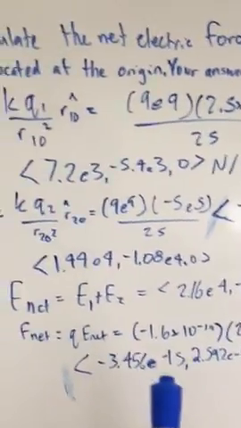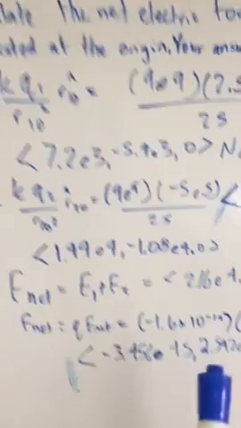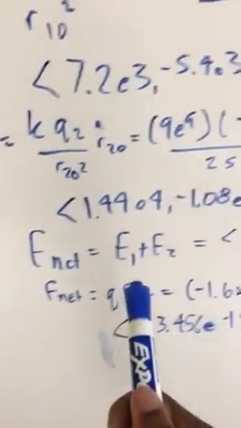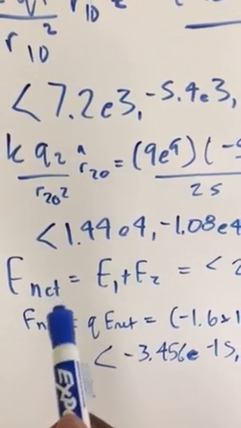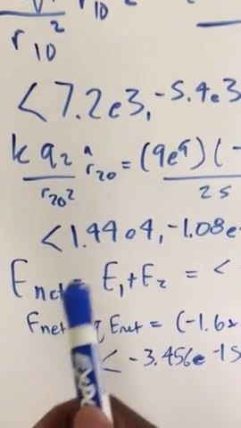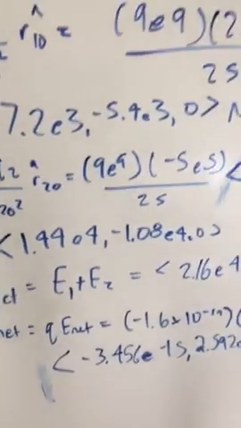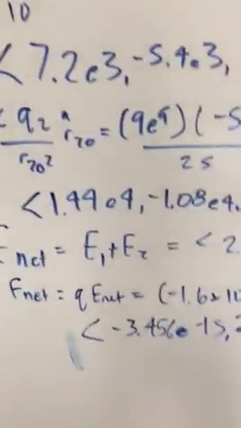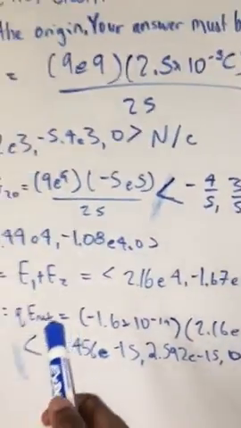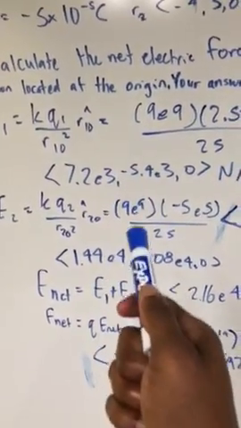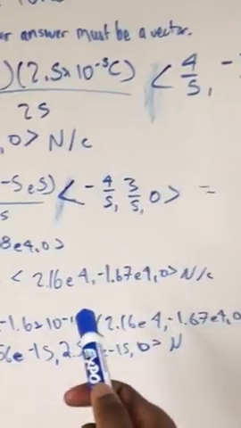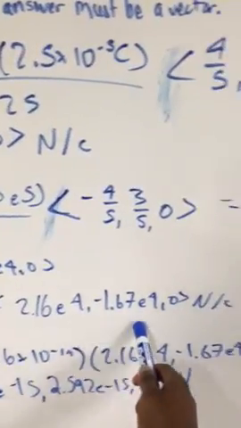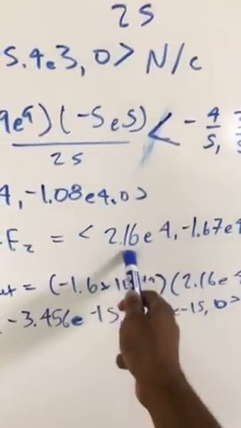Now that we have two values for the electric fields, what we want to do is take E net. We add them together, and then, as I said before, use the relation F equals QE to find F net. We added these two electric field values together to get this value here. So this is the net electric field here.